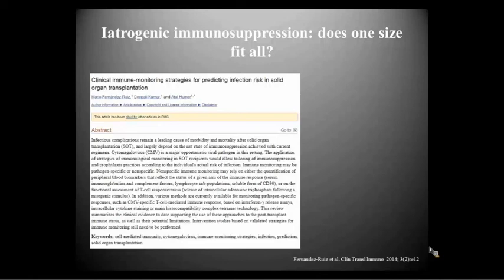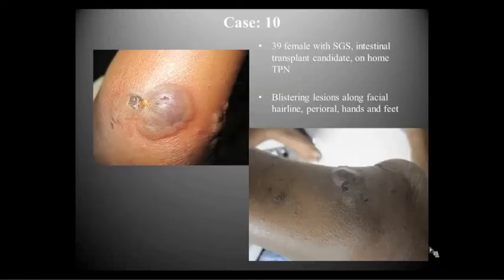We're going to start looking at immune parameters like we've done with our HIV/AIDS patients, because one size does not fit all when it comes to iatrogenic suppression. This is a cool case which I saw as a fellow. I always put it on there as kind of a photo quiz.